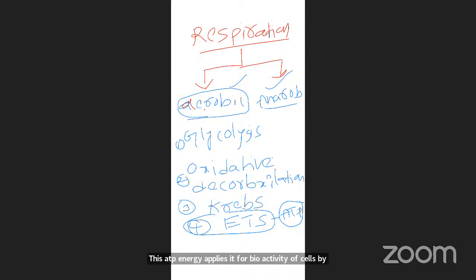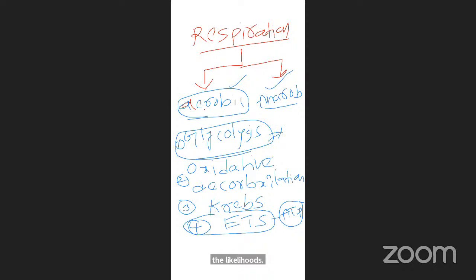Right? Now let's discuss one by one. First of all, the glycolysis. Before that, in general, as you said, respiration is a catabolic process. Photosynthesis is an anabolic process. And respiration is not only a catabolic process but also an exergonic process, that means heat is generated during the respiration process.